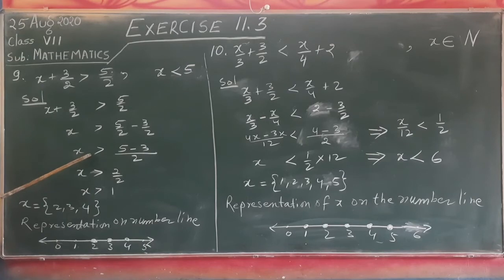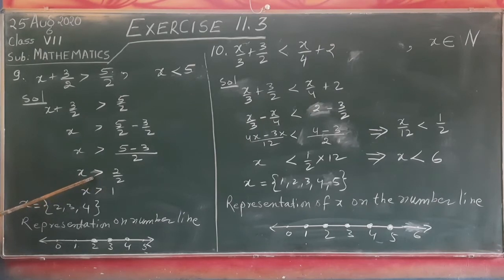So we get 5 upon 2 minus 3 upon 2. On finding the LCM we get what? 2. So on simplifying we get 2 upon 2. So x is greater than 1 we get. Now greater than 1 but less than 5 will be what? 2, 3 and 4. So on the number line when we represent, only 2 through 4 has to be darkened, thick dot, the rest you leave as it is.